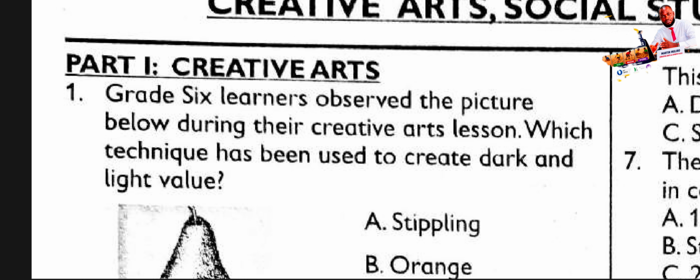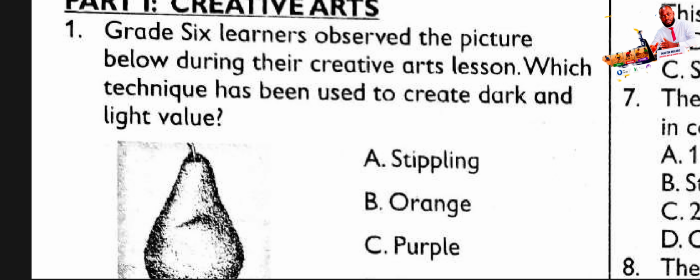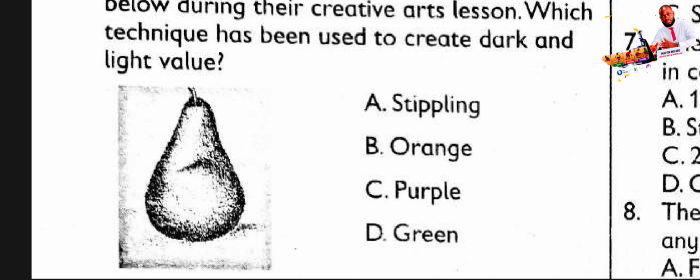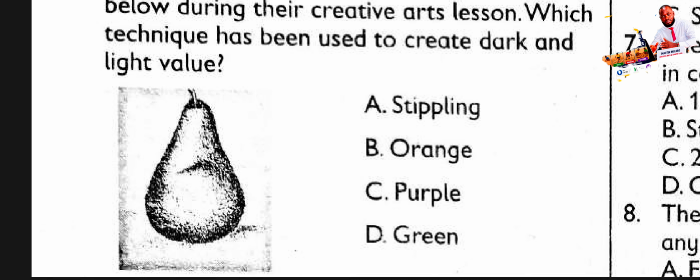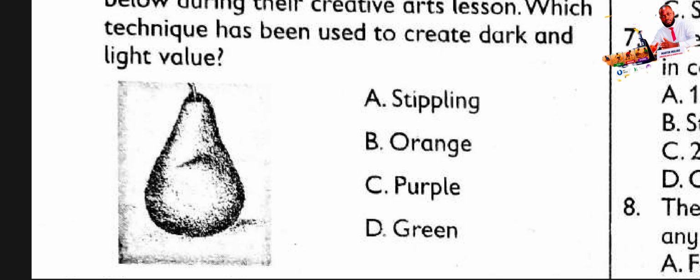The first question says, grade 6 learners observed the picture below during their creative arts lesson. Which technique has been used to create the dark light? When you keenly look at the technique, you will see stippling technique. We don't have other techniques there, so the correct answer is A, which is stippling technique.